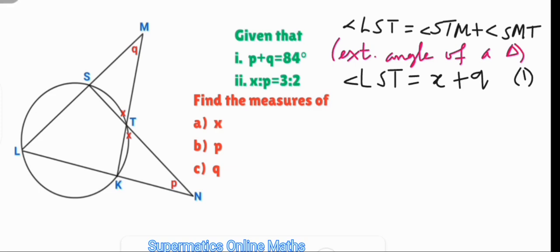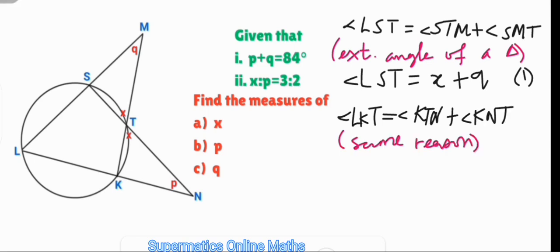Similarly, a look at triangle KTN, we see that angle LKT is also an exterior angle of that triangle, and that would be equal to the sum of X and P by the same reason. So angle LKT is equal to the sum of angle KTN and angle KNT, and that is the sum of X and P. That can be said to be the second equation.